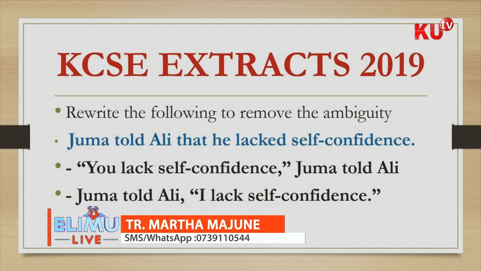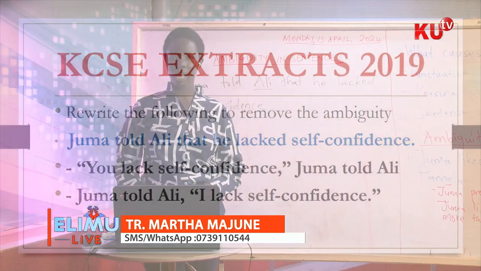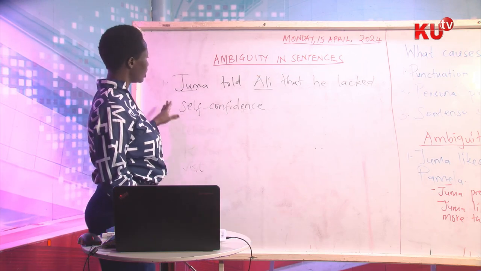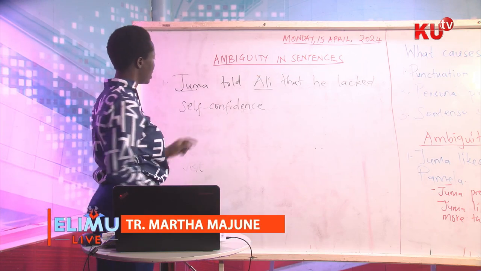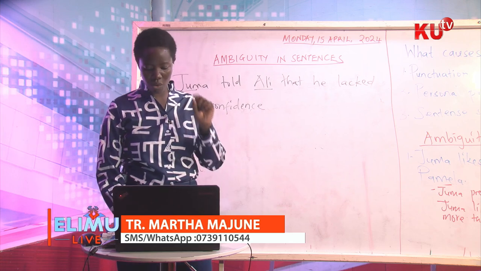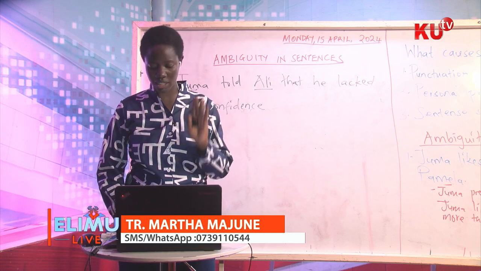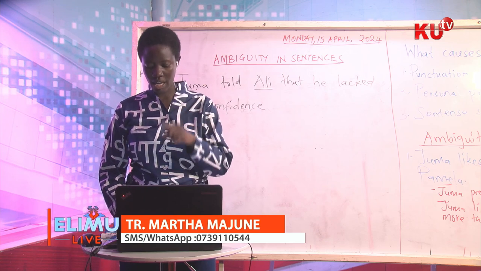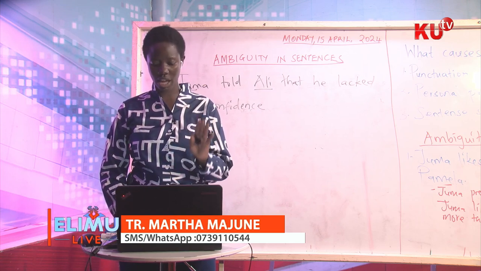And remember the rules that are applied when you're writing the direct speech and the indirect speech as well. So we have different rules when we're writing direct speech and indirect speech. So in this case, I want us to look at direct speech so as to get the two different meanings of the statement. Juma told Ali that he lacked self-confidence. So we have a person known as Juma who is telling Ali that Ali lacks self-confidence.